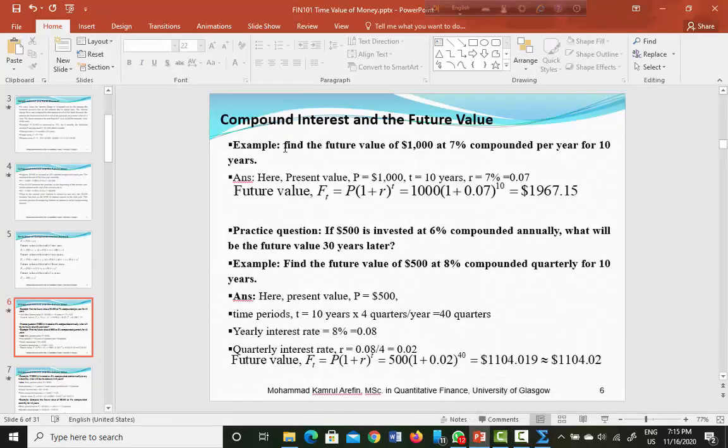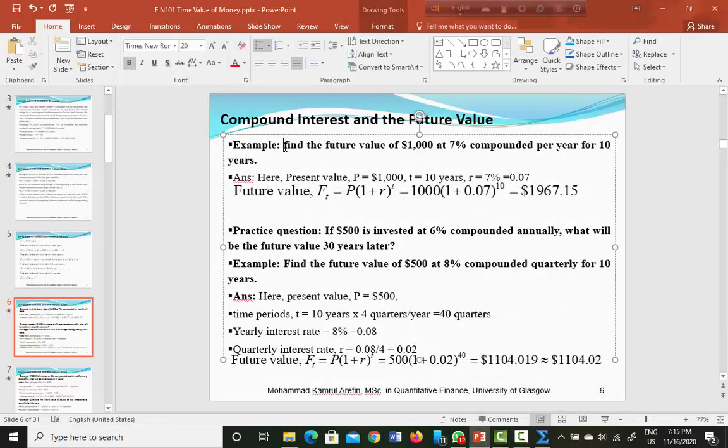Now let us do some examples. Let us solve some examples. Here the question is saying, find the future value of $1,000. That means the question is asking straightforwardly that we need to find out the future value of $1,000, which means $1,000 is the present value.